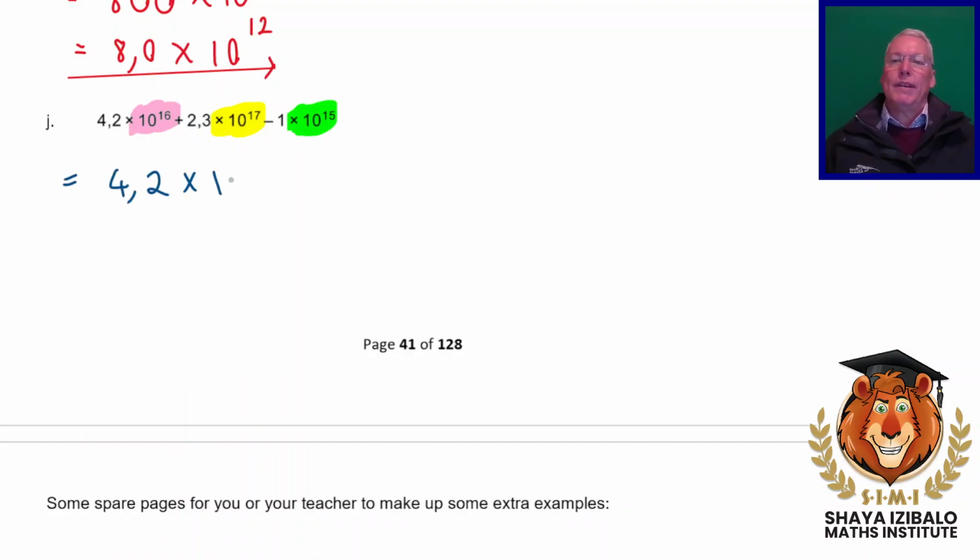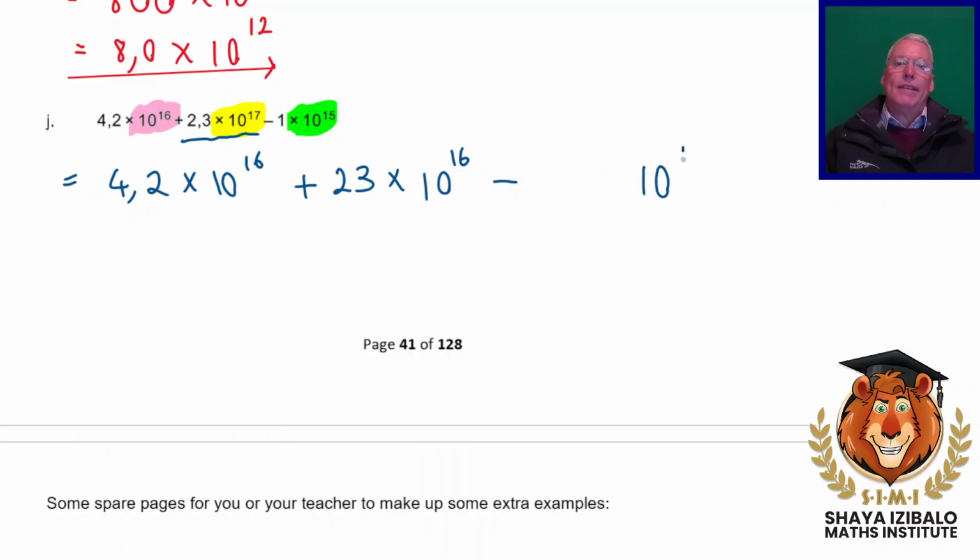So 4,2 times 10 to the 16. Okay, now what we want to do is we want to take this number over here and write it as 10 to the 16. If we write it as 10 to the 16, we've actually divided by 10 here. So to compensate that, we must multiply by 10 there. Right. Now these two are the same type. To get this one to 10 to the 16, we need to multiply by 10. Now if we multiply by 10 to make it 10 to the 16, then we need to divide that 1 by 10, right, to compensate.